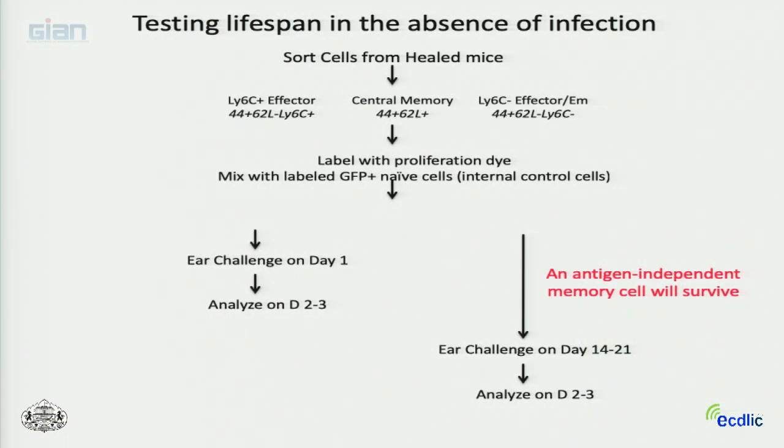And now the effector cells are the key cells that work in this immunity. Let's just test the lifespan. We're essentially going to do the same experiment, sorting the effector, central memory, and effector memory pools, and transfer them to a recipient mouse, and challenge on day 1. But we're also going to just wait, let the cells sit in that recipient mouse for a couple of weeks, and then challenge, and see if they'll still work if you delay the time of challenge.